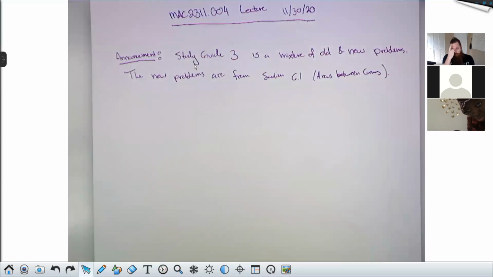There is no separate study guide for the final. To study for the final, I recommend looking over the old exams, looking over the old study guides. Generally, what I would say is go into the textbook and make sure you can solve all the problems from all the sections that we've covered.